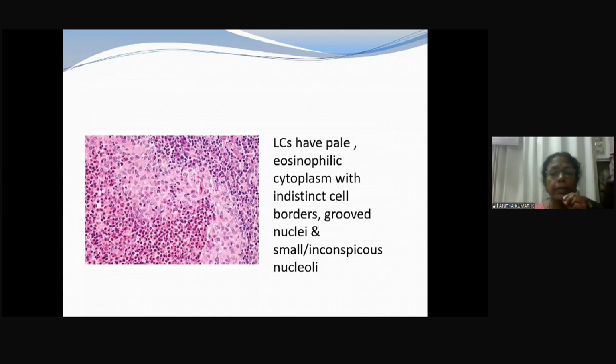So here you can see the Langerhans cells having pale eosinophilic cytoplasm with indistinct cell borders, grooved nuclei, and inconspicuous nucleoli.